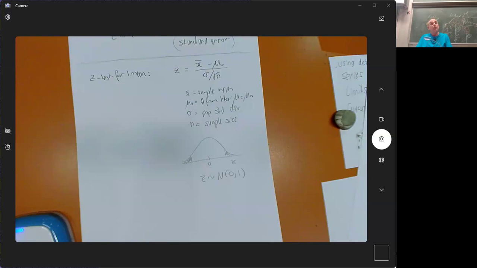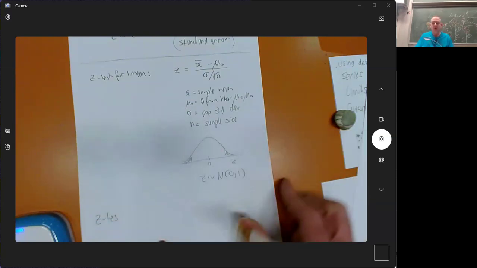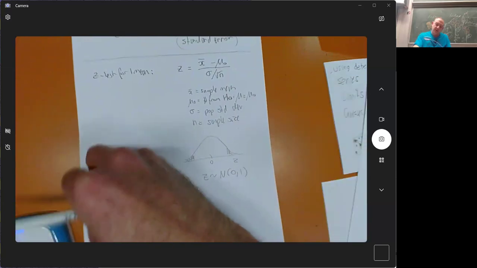But in the z-test for a proportion, you know what? I'm not going to try and fit that on one page. That's a bad move. Look how much space this took. That's not going to work.